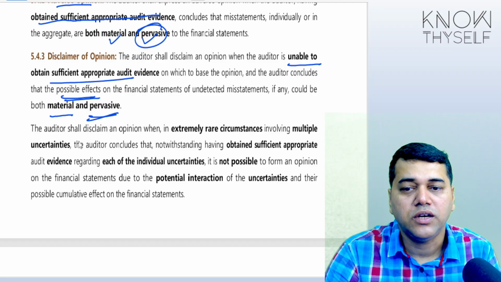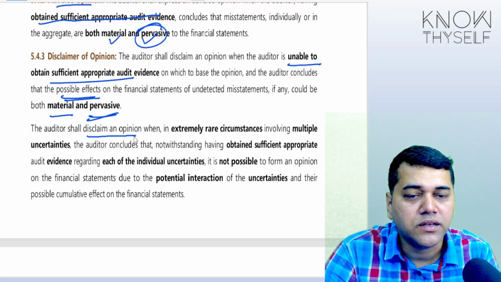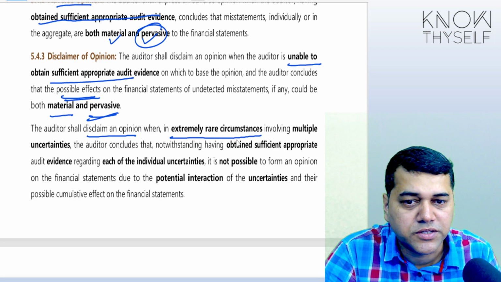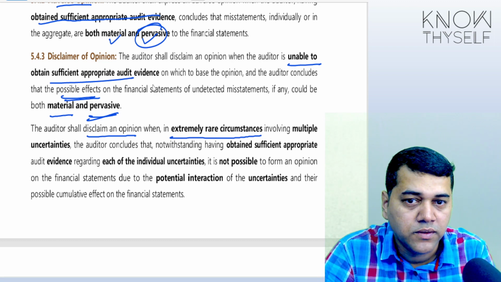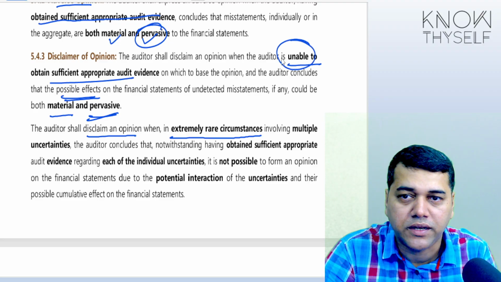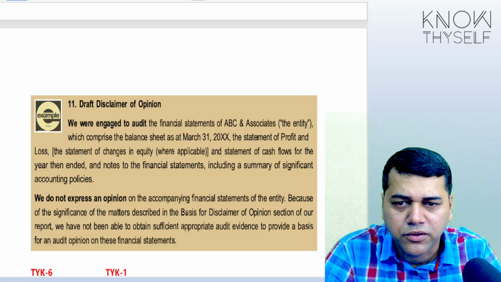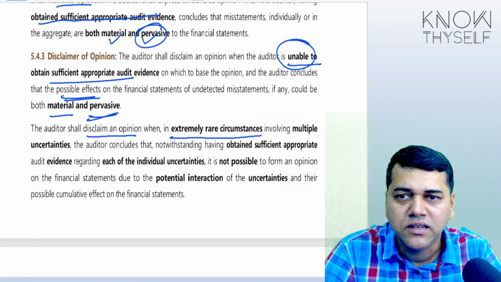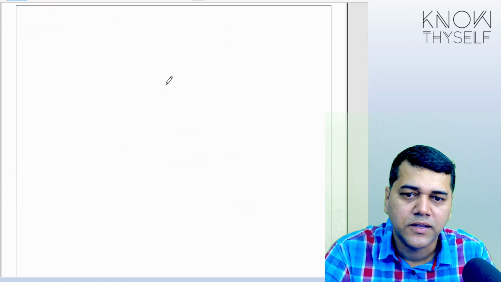Okay, so the auditor shall disclaim the opinion only in extremely rare circumstances. First of all, you give the disclaimer of opinion when you are unable to obtain evidence. There was one chart before, which you may come across later. We can just summarize something like this.